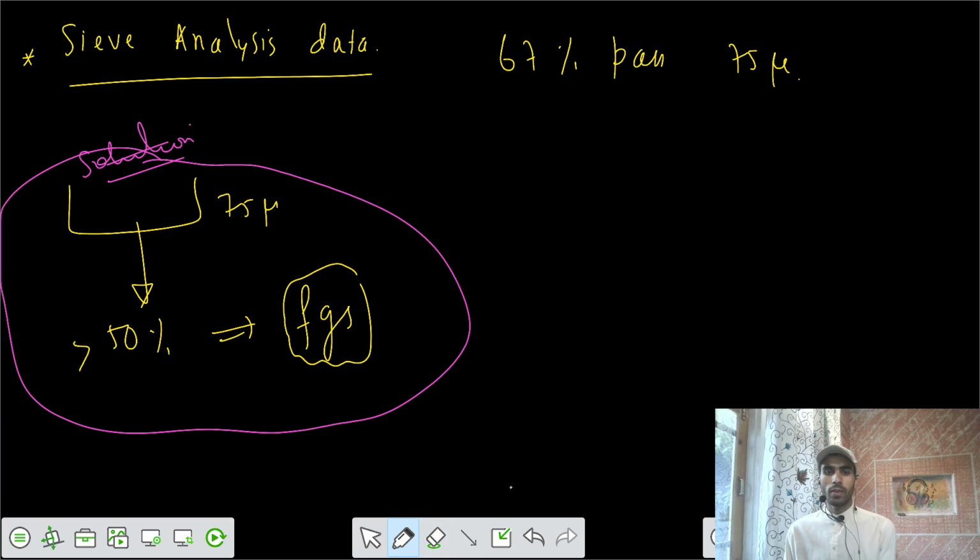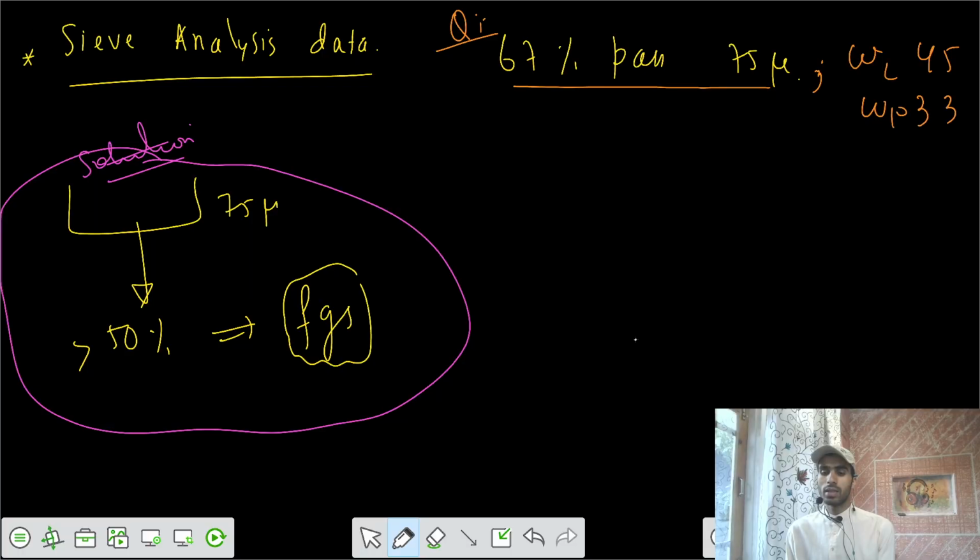Once we have that, whether the soil is fine grained or coarse grained, that part is over from the first statement of the problem. So this is what the problem is all about. 65% of the particles pass 75 micron. After that, your liquid limit is 45. Plastic limit is 33. Now get the group symbol.